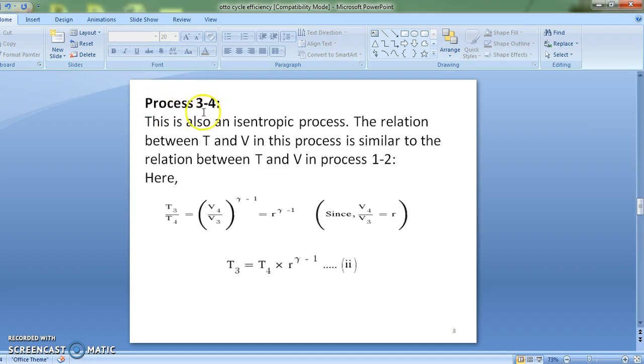For process 3-4, this is also an isentropic process. The relation between temperature and volume in this process is similar to the relation in process 1-2, and so T3 upon T4 equals V4 upon V3 to the power gamma minus 1, equals R to the power gamma minus 1, since V4 upon V3 equals R, that is compression ratio. So T3 equals T4 into R to the power gamma minus 1. This is equation number 2.